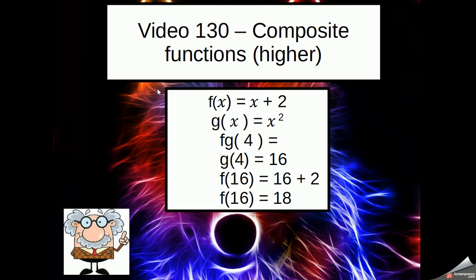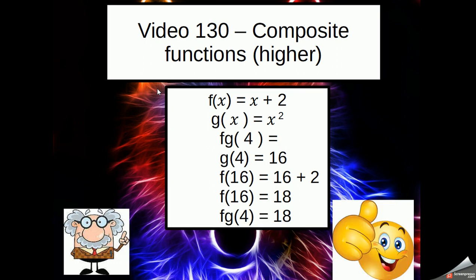So I work with the function that's second in line first, in this case the g, and work out the value I get when I put x in for that. So in this case 4 squared, because the g of x was x squared. And then whatever value I have from that, I feed that into the other function. And in this case, we did 16 plus 2 to give us 18. So the fg of 4 is 18.